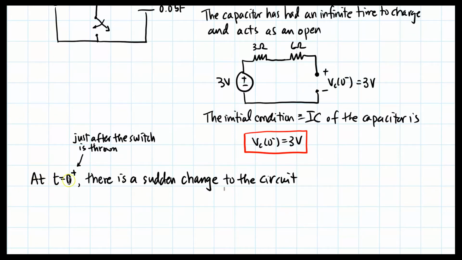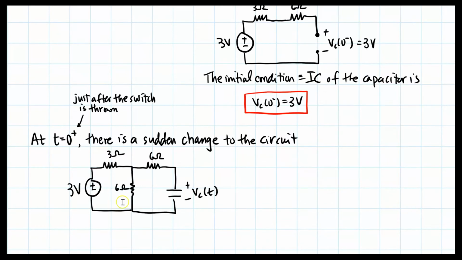At t equals 0 plus, that plus sign means that just after the switch is thrown, there's a sudden change in the circuit and the capacitor changes how it is charging up. This circuit now has the 6-ohm resistor, whereas previously it didn't. This voltage of the capacitor, as it changes with time, is known as the transient behavior of the capacitor. This is the thing that we are most interested in, and we will spend a considerable amount of time solving for this in chapters 8 and 9.